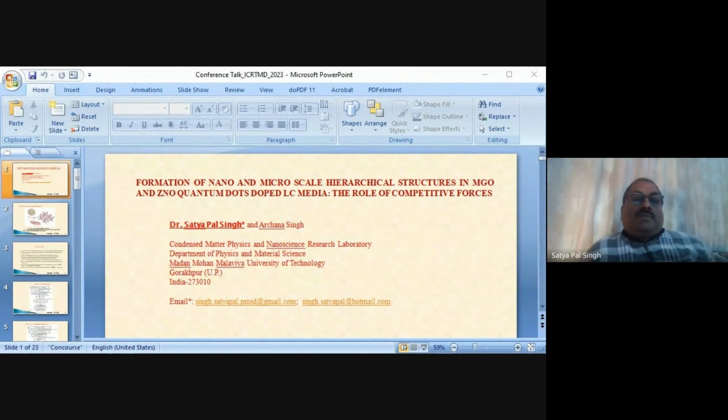First, we have studied the effect of ZnO and MgO nanoparticle doping on liquid crystal media, 4-trans-4-hexacyclohexyl isothiocyanate benzoate, 6CHBT in short form. It is called 6CHBT.